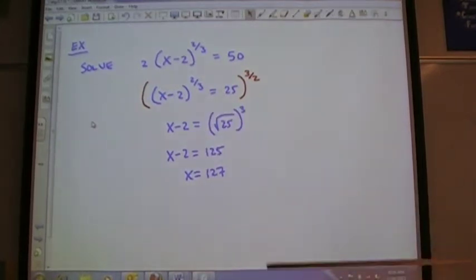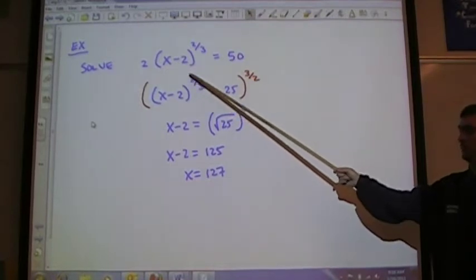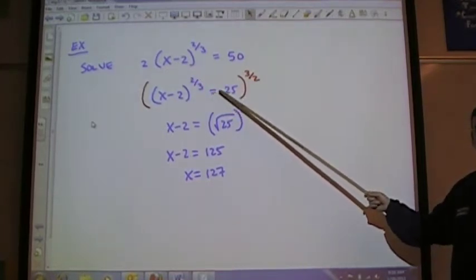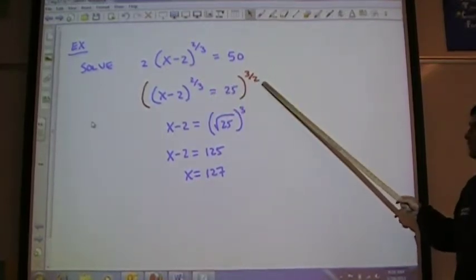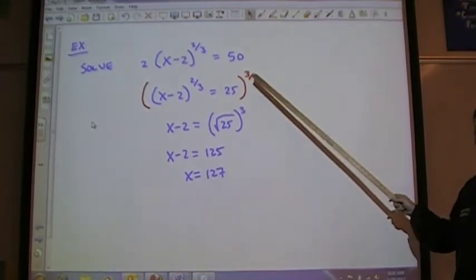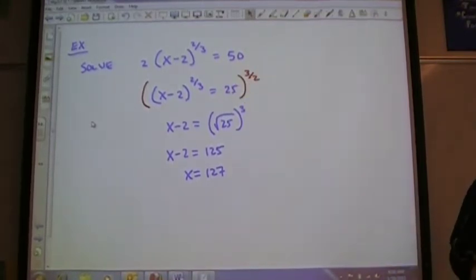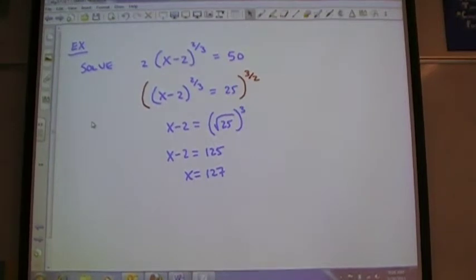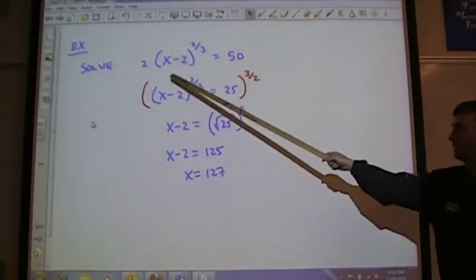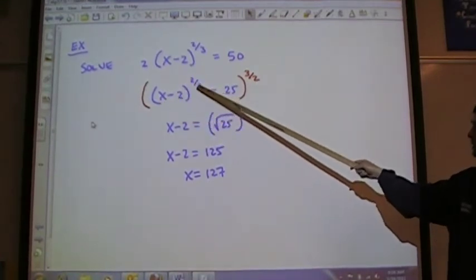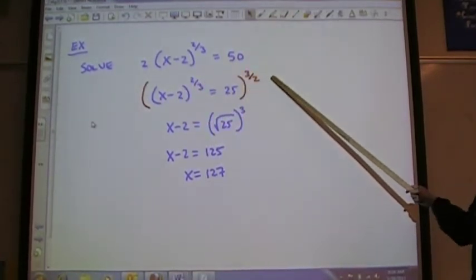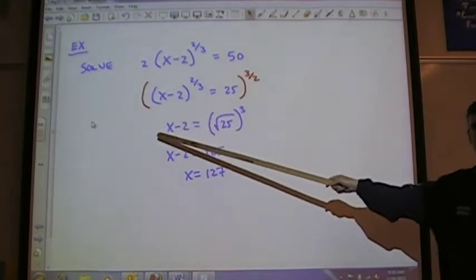So how would you get rid of something to the 2/3 power? What would you have to raise it to? 3 halves, because 2/3 times 3 halves, they cancel each other out. So I just raised the whole problem to the 3 halves power. So on this side, when I raise x minus 2 to the 2/3 to the 3 halves power, you're just left with x minus 2.